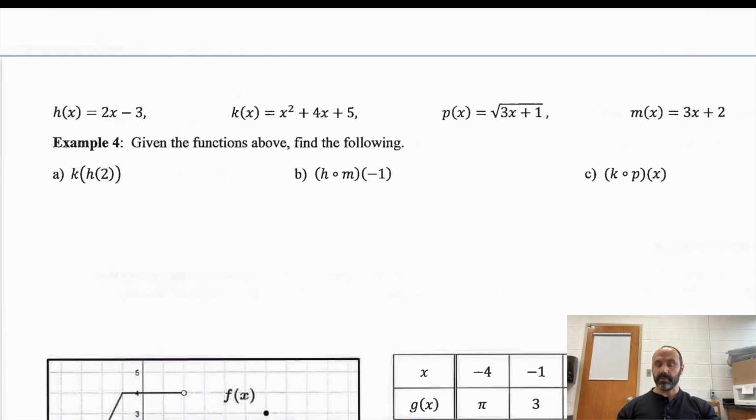Another example, using the same idea. We're given four different functions, and now we're going to find the following, either an expression or an actual value.